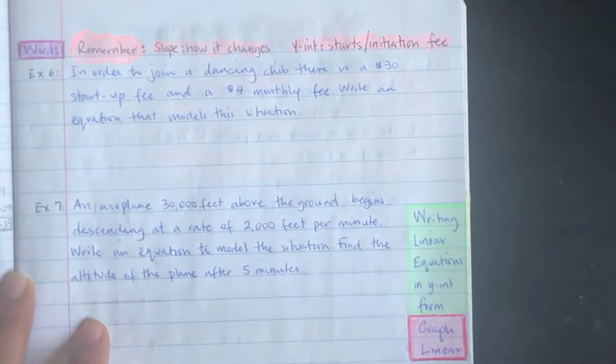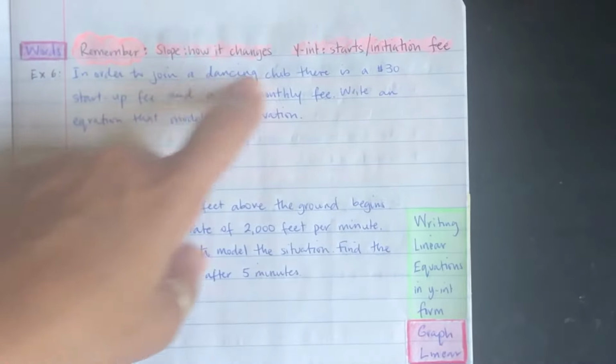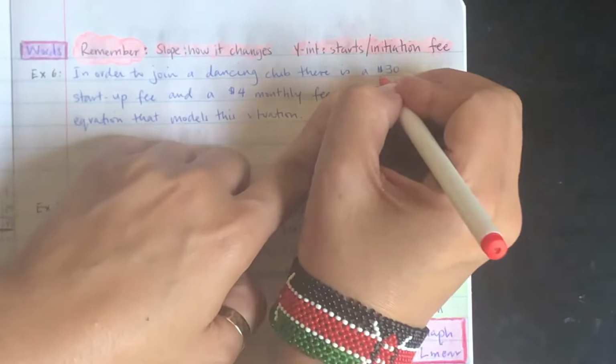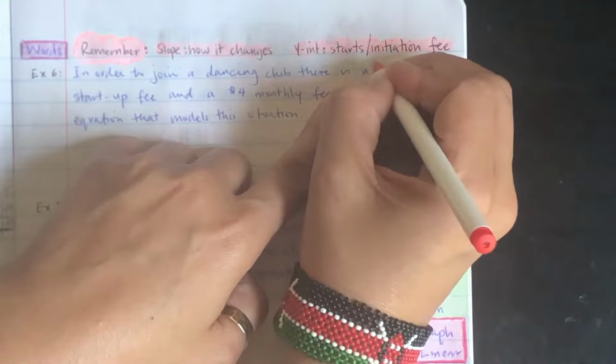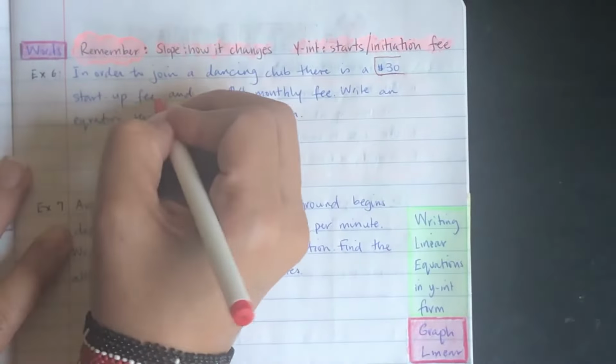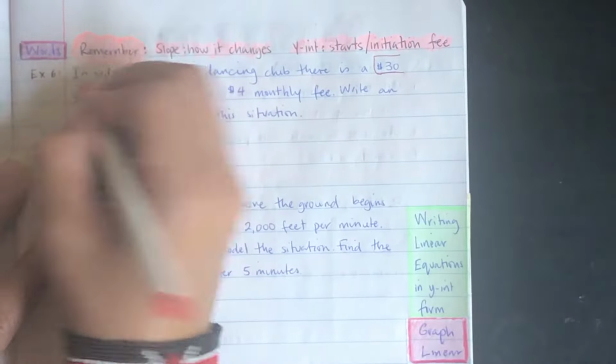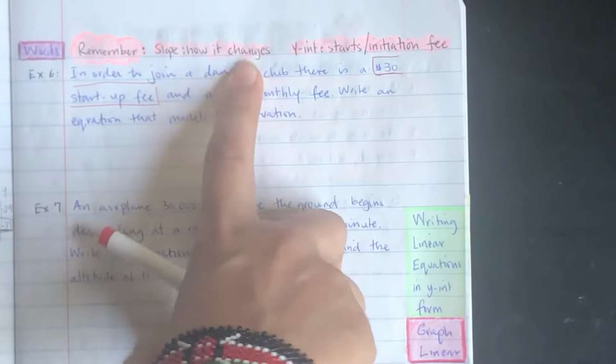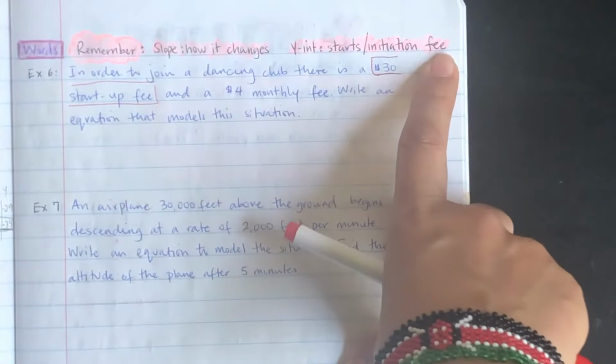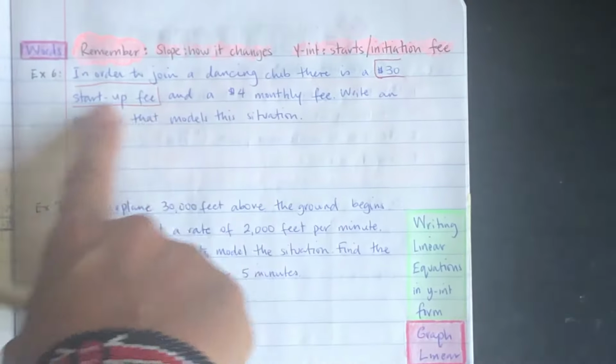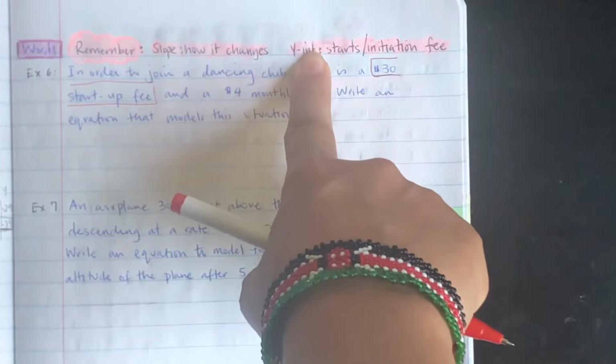So the biggest thing to do is just find your numbers. So in order to do that, there's a $30. And what is this $30? It's a startup fee. Okay, so what do you think that is? Is that how it changes, or do you think that's where it starts, or your initiation fee? It says startup fee, so that's your y-intercept.